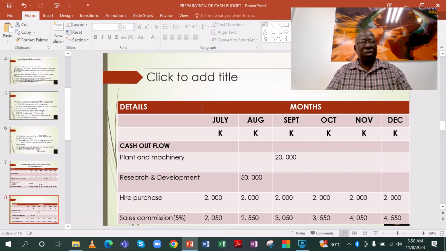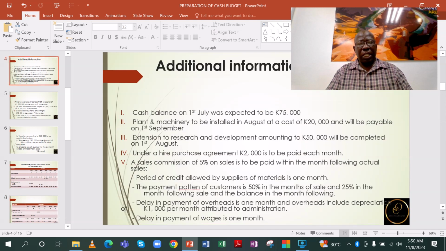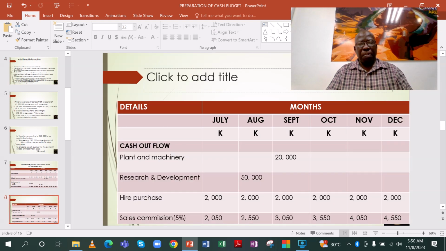Then we are also given another note to say under the hire purchase agreement, 2,000 is to be paid each month. So 2,000 will be paid each month. So we slot it in there. That is the 2,000 hire purchase. Every month we are paying 2,000.